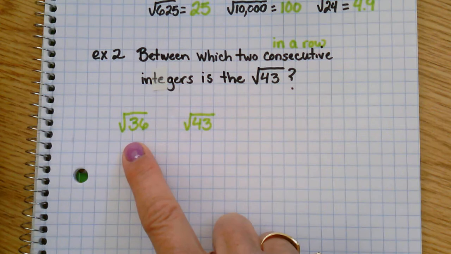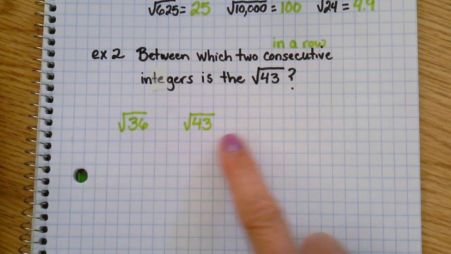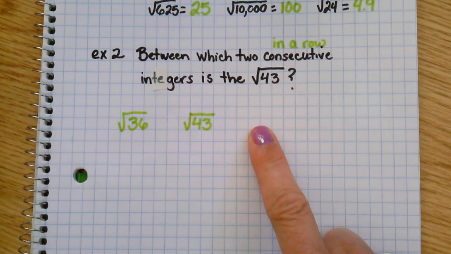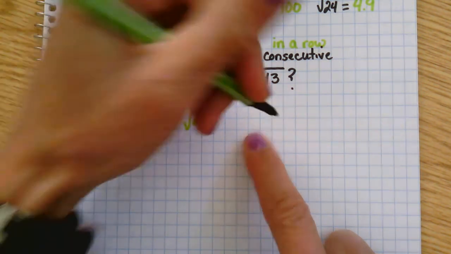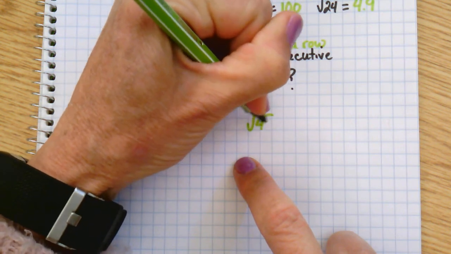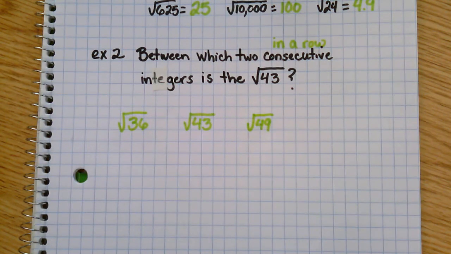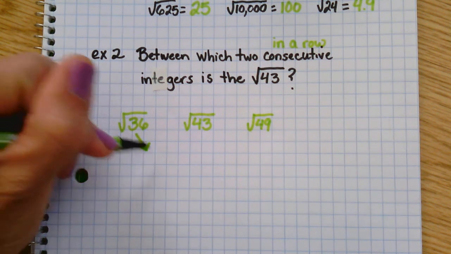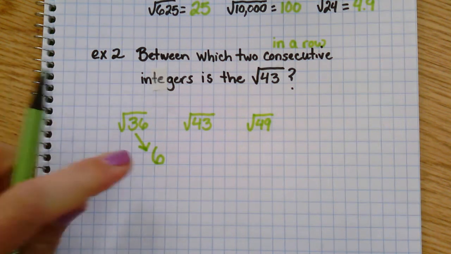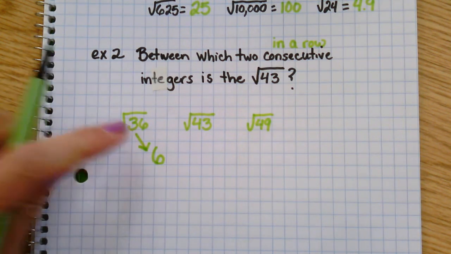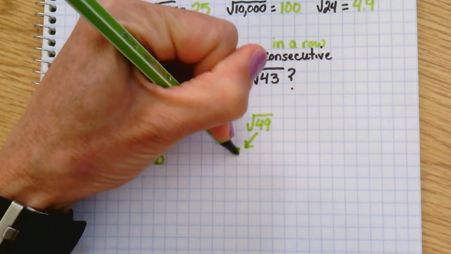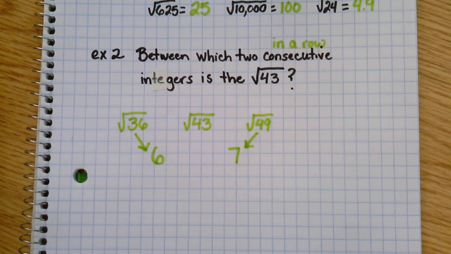So I'm interested in the square root of 36, and then if we think about what perfect square is larger than 43, but the closest larger perfect square, that would be 49. So we are interested in the square root of 36 and the square root of 49. The square root of 36 is 6, because 6 times 6 equals 36. And the square root of 49 is 7, because 7 times 7 is 49.